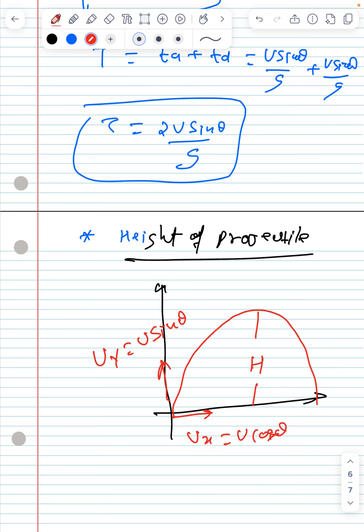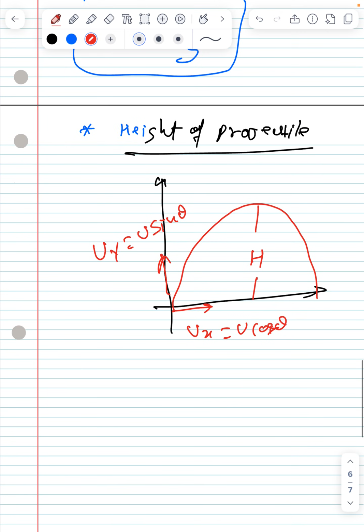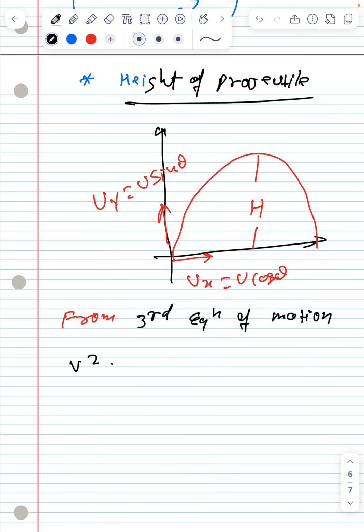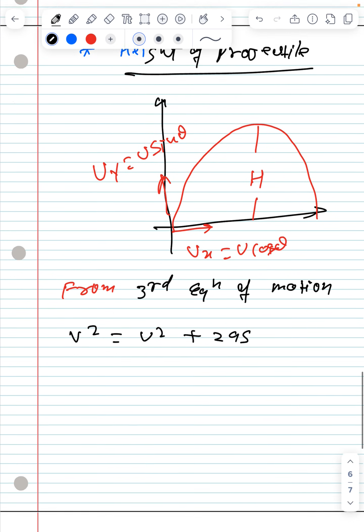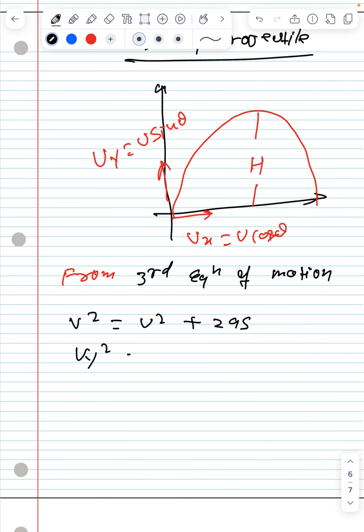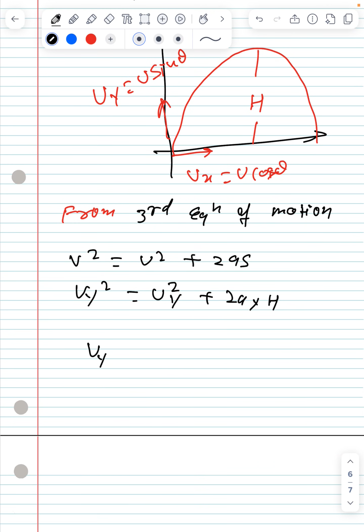The components of projectile velocity: ux equals u cos theta, and along this direction uy equals u sin theta. In this situation, the height of the projectile is determined by the vertical component of projectile velocity, because the vertical component acts vertically upward and some time after acts vertically downward. So we use the third equation of motion for calculating the height of the projectile.